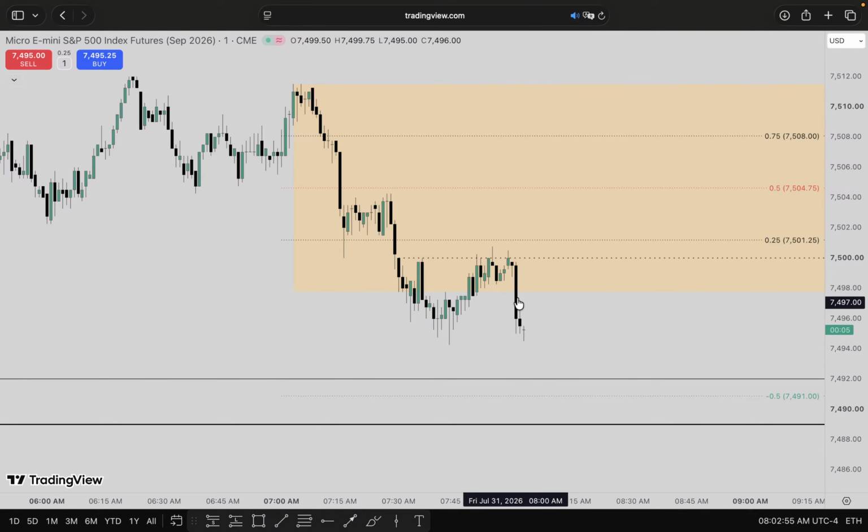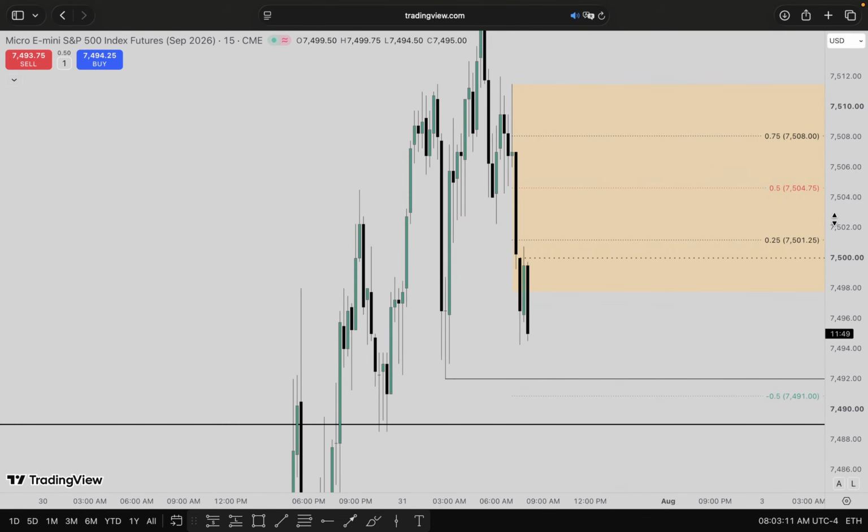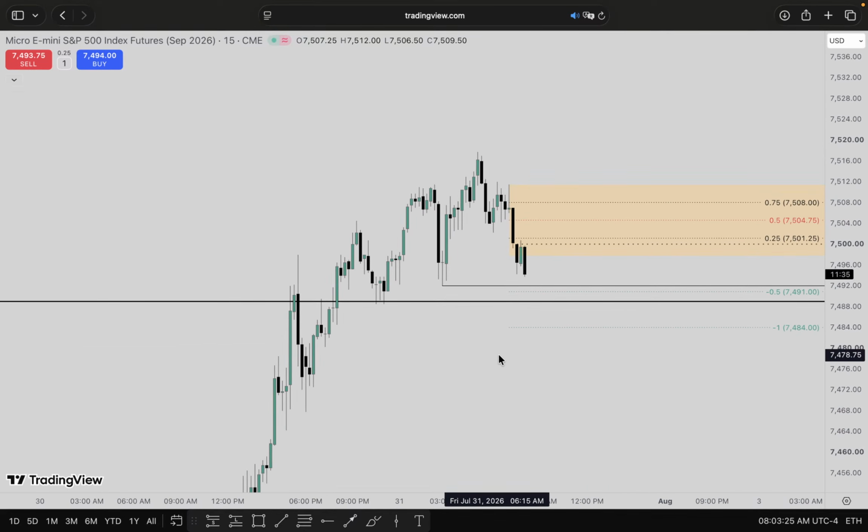I'm at 8 a.m. first, 8 a.m. gap right here. But yeah, we got no first presented fair value gap so far. So I'm thinking I'd like to see this low. And then we got this negative 0.5 and negative 1 standard deviation from this opening range. But only thing is, this can be a continuation down.